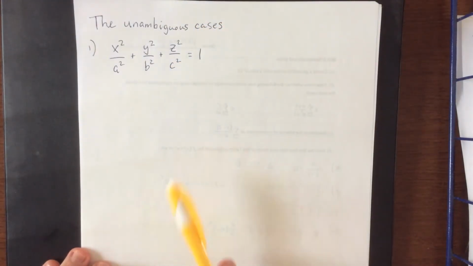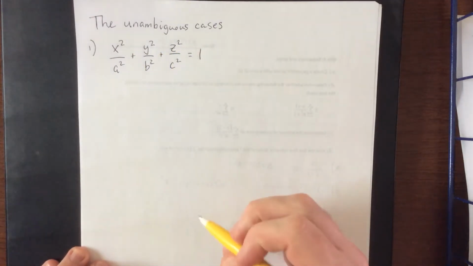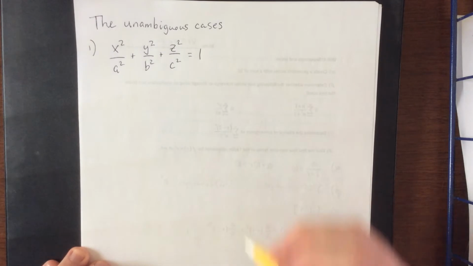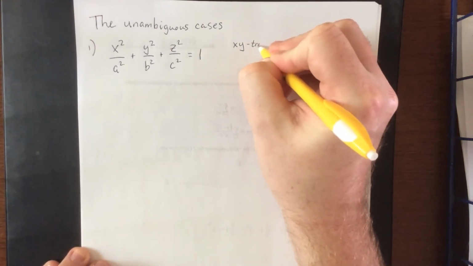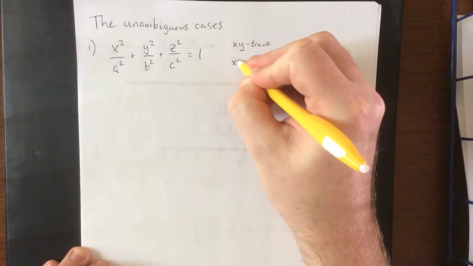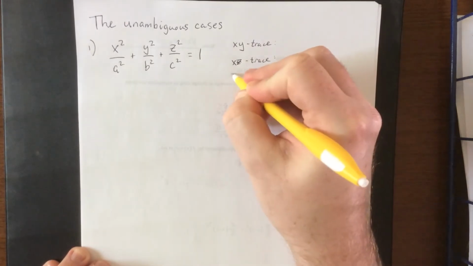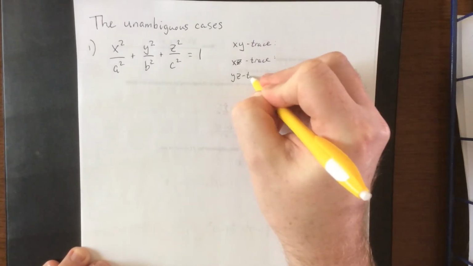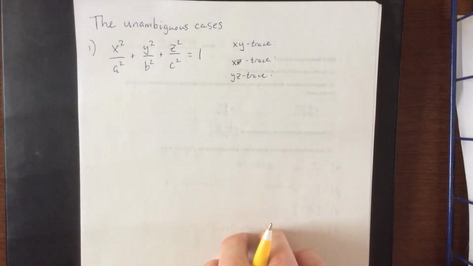Now, taking a look at this, we have x squared over a squared plus y squared over b squared plus z squared over c squared is equal to 1. What we're going to do is take a look at each of the 3 different kinds of traces that it has and identify what kind of conic section each of those is. Now, as I said in that video, what you're technically doing is setting a variable equal to a constant and then identifying what kind of conic section you're left with.